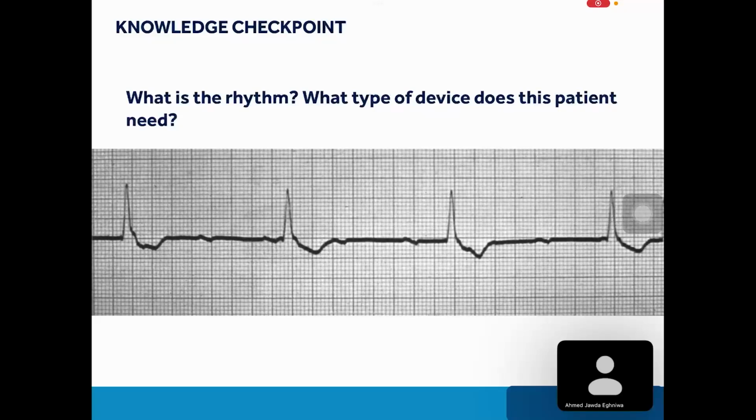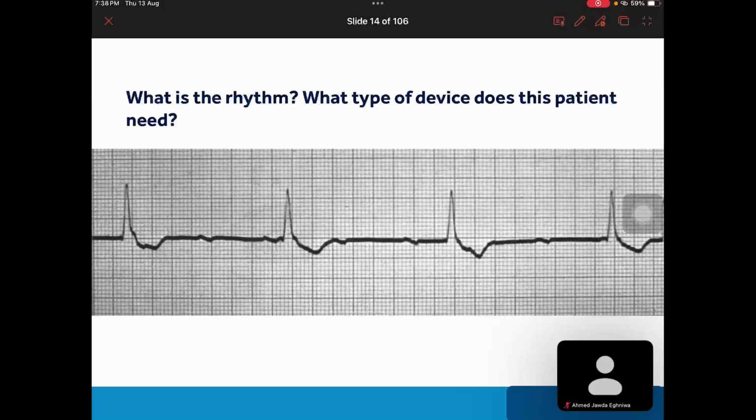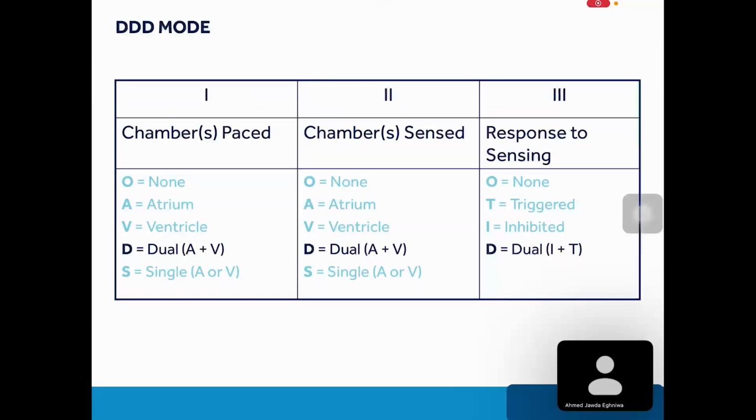So we will activate the R if the patient is completely dependent on atrial pacing. Yes, on atrial pacing. Here the mode is DDD.